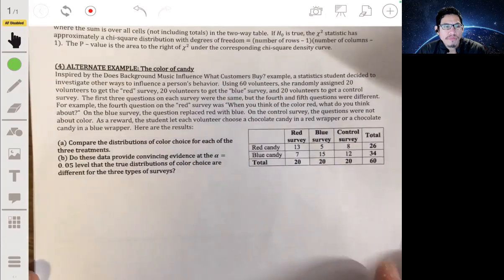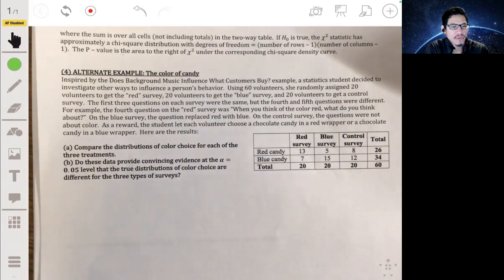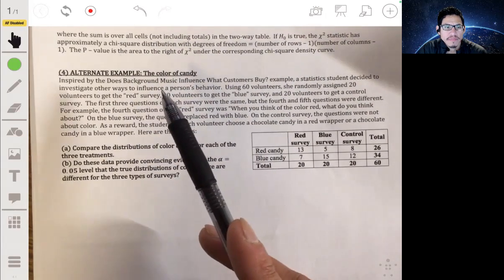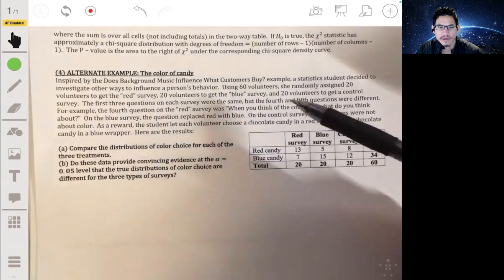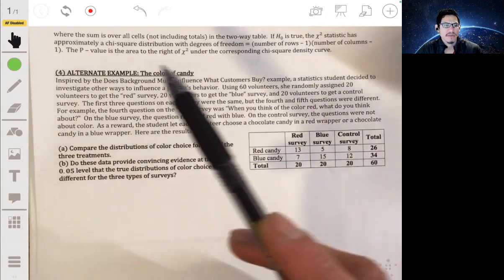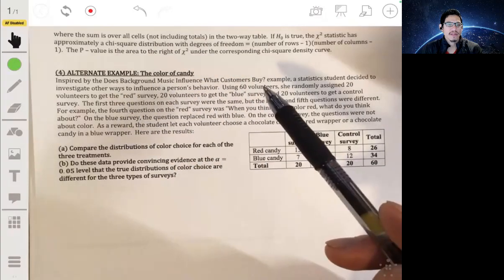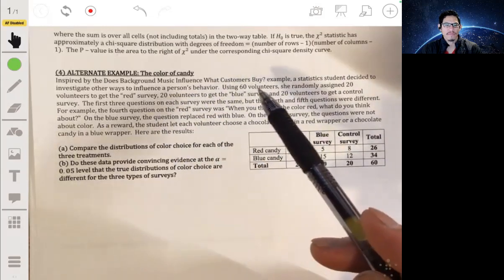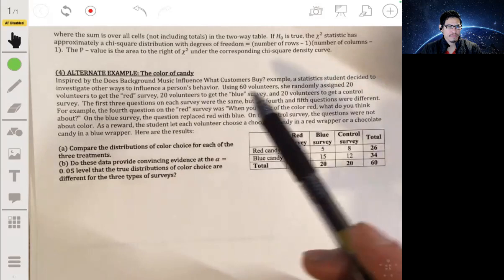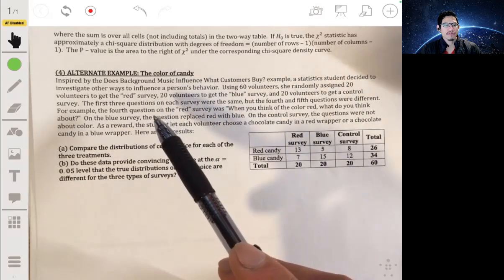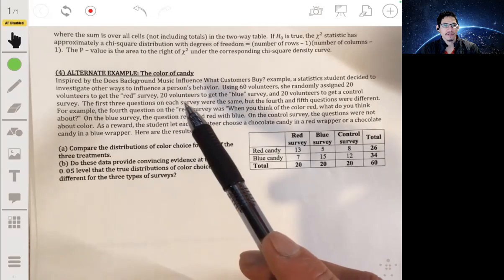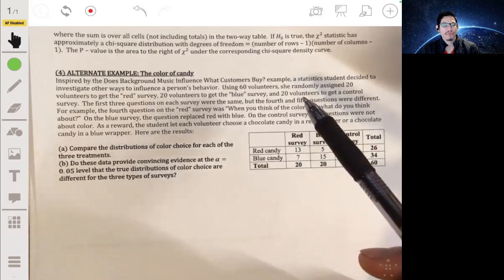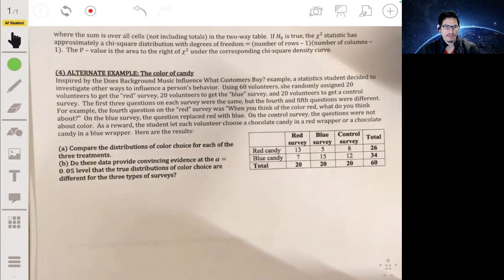We have the color of candy, where it was inspired by, does background music influence when customers buy? I think so. So statistics students decided to investigate other ways to influence a person's behavior. They used 60 volunteers, and she randomly assigned 20 volunteers to get the red survey, 20 volunteers to get the blue survey, and 20 of them were the control survey. On each survey, the first 3 questions were the same, but the 4th and 5th questions were different on the different colored surveys.